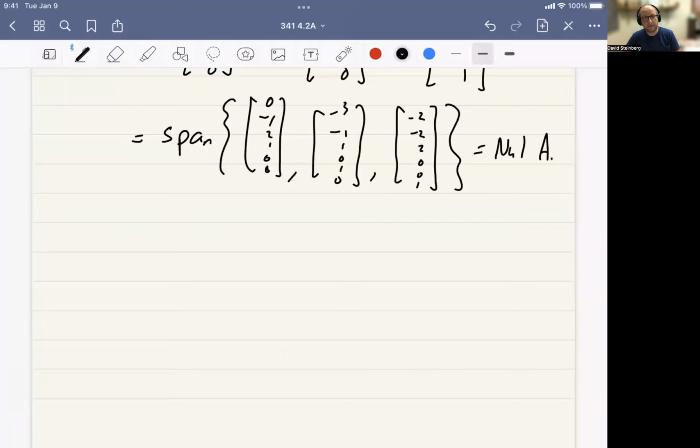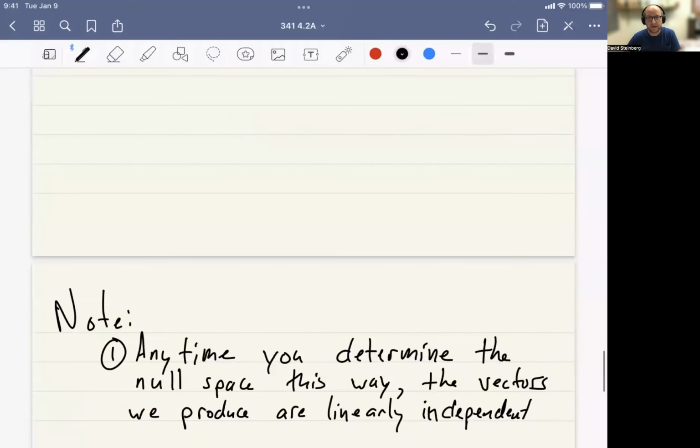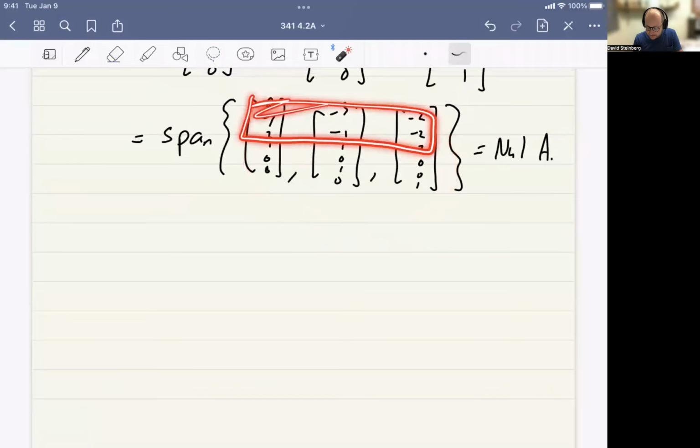There are a couple of notes that may not seem so important right now, but will be important later. The first is that anytime we use this procedure to determine the null space, the vectors that we produce are actually linearly independent. And the way we can see this is if we just ignore this top piece here, we get back 1, 0, 0, 0, 1, 0, 0, 0, 1. There's no way that we're going to get relations among this part of the vectors. So the whole thing has to be linearly independent.